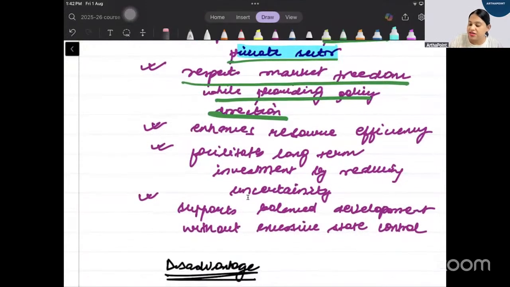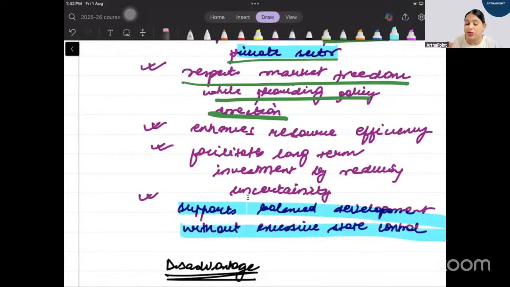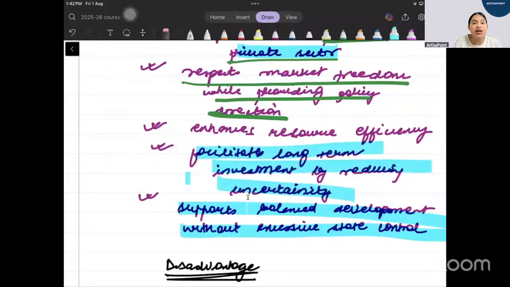Then it says supports balanced development without excessive state control. So in directive you will write the opposite, that there is a lot of excessive state control. There is license system. The ease of doing business is very low, right? Then it facilitates long-term investment by reducing uncertainty. In directive you will write the opposite, right? That in case of directive, we don't have the use of data, we don't have the use of forecast, which was happening in indicative. And at the same time, there is no long-term investment from the private sector because they are not sure of the policies of the government.